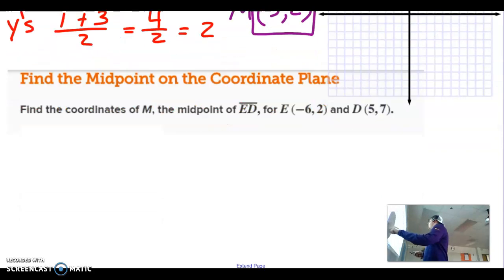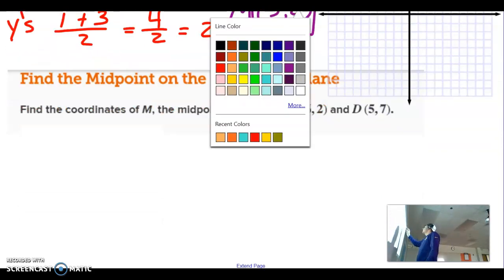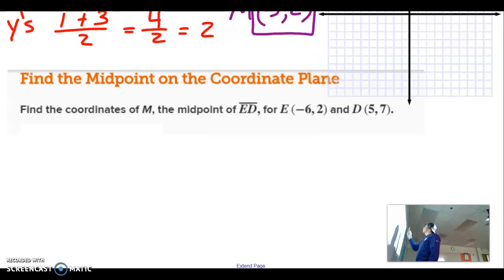Now, how can we do this without a graph? Well, it's very similar. It's actually the exact same thing. We are just not going to be graphing it and seeing it visually. So point E is at -6, 2. Point D is at 5, 7. I'm going to take my x's and do the same exact process.